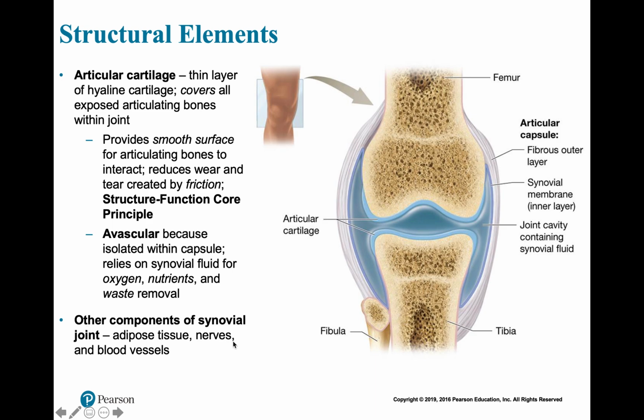All right, some other components that you can find in synovial joints. So all synovial joints, you'll find an articular capsule, a synovial membrane, synovial fluid and articular cartilage. Some other components that you may find within more complex or larger synovial joints, you can find some adipose tissue. Adipose tissue also helps with compressive forces, and it adds some extra padding, especially between really bony processes and softer tissues.